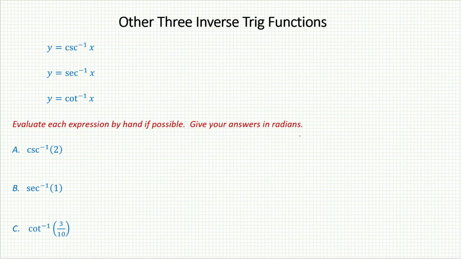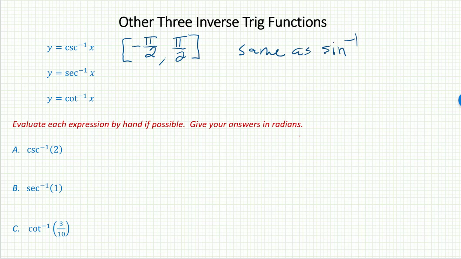The other three inverse trig functions. We've learned about inverse sine, inverse cosine, inverse tangent. The other three trig functions also have inverses, and they also have restrictions. So, for example, the inverse cosecant function only knows about angles between negative pi over 2 and positive pi over 2. That's easy to remember. It's the same as the inverse sine function.